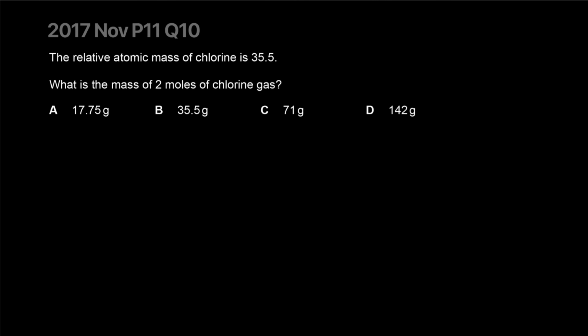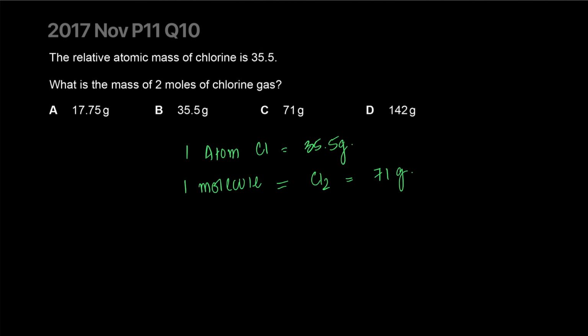The relative atomic mass of chlorine is 35.5. What is the mass of 2 moles of chlorine gas? 1 atom of Cl is 35.5 grams. 1 molecule is actually Cl2, which is 2 atoms, which is going to be 71 grams. Right? 1 mole of these things. Okay, anyway.